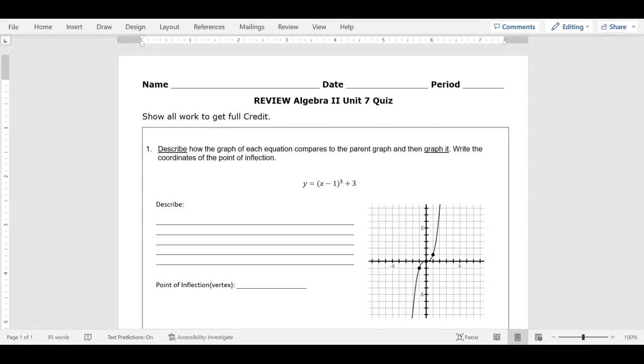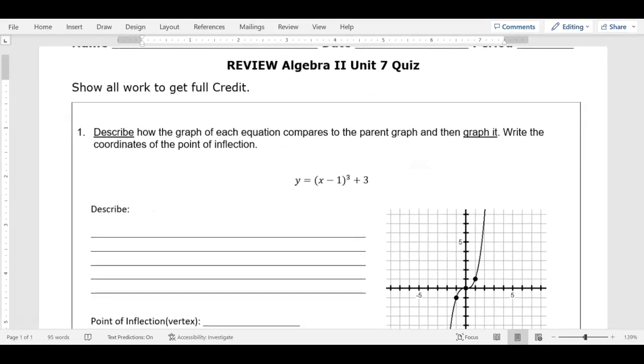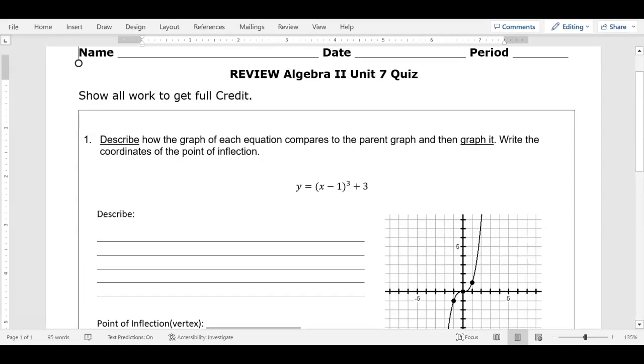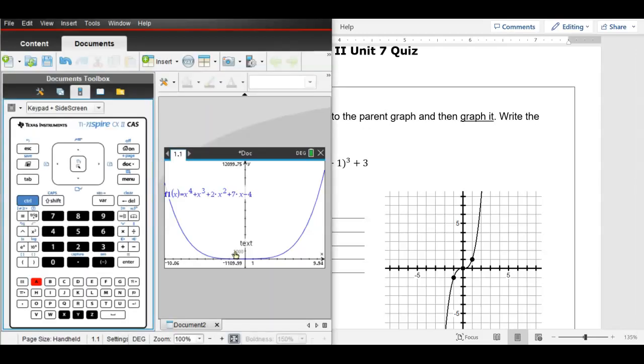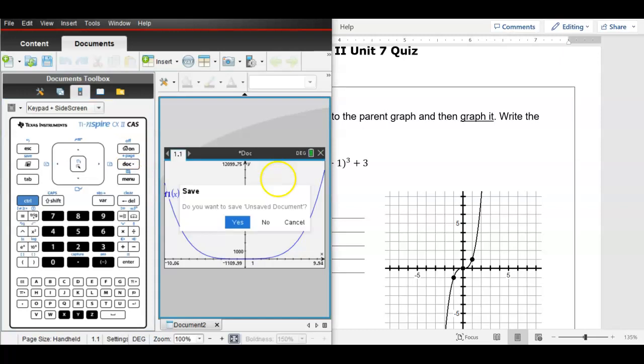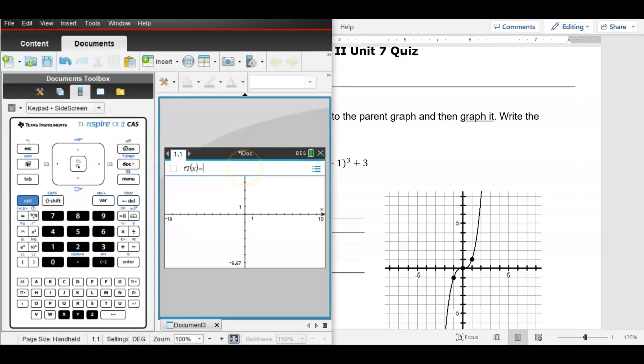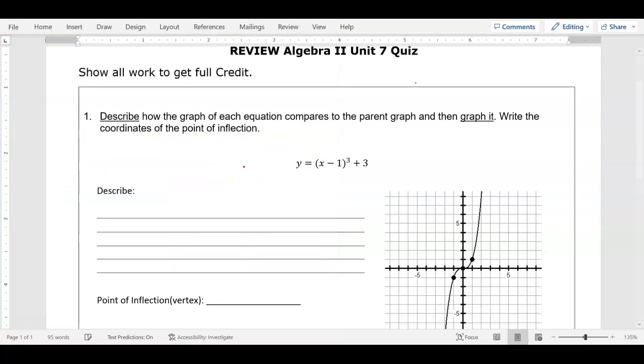Okay, it says describe how the graph of each equation compares to the parent graph, and then graph it. Write the coordinates of the inflection. Okay, so we should be able to graph this in our calculator. So, x minus 1 cubed plus 3.